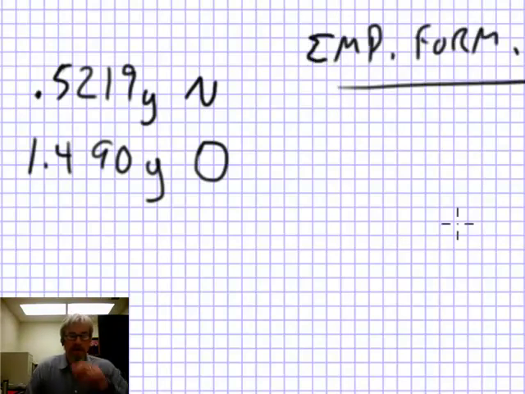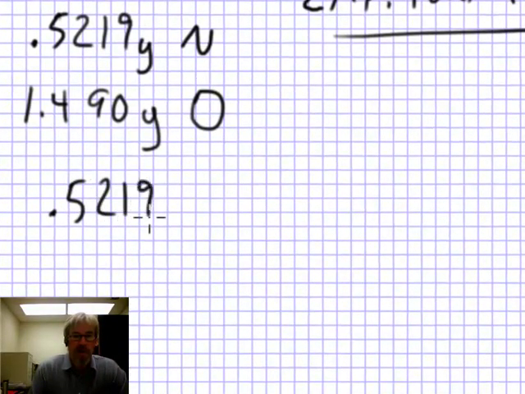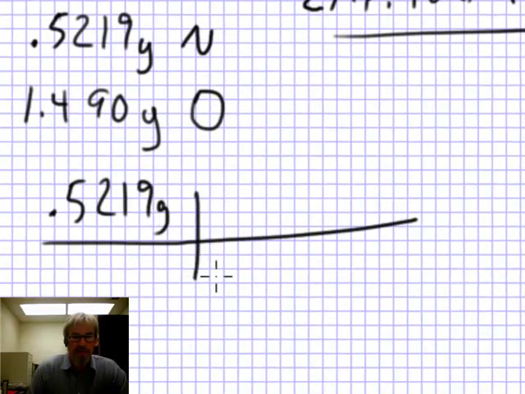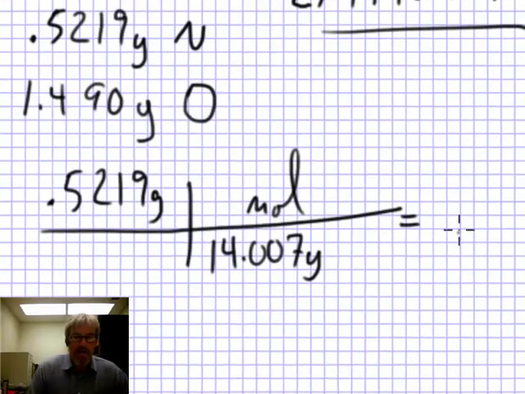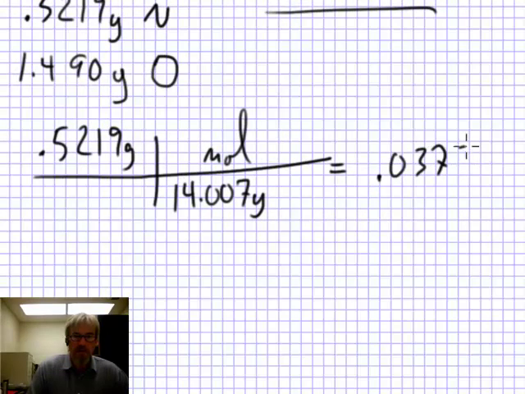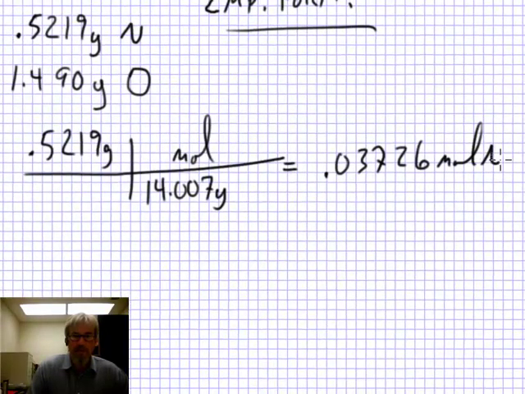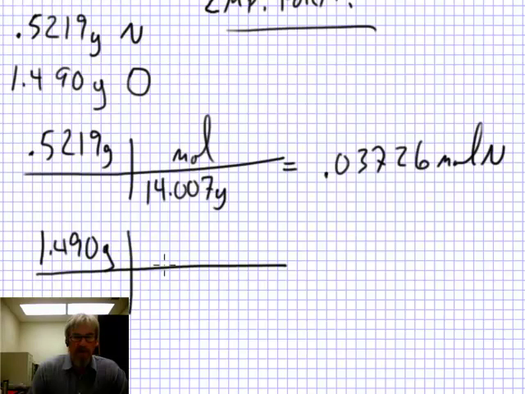So our strategy is, first we have to find out how many moles of nitrogen we've got. So I take 0.5219 grams and I'll convert that into moles by using the molar mass of nitrogen, 14.007 grams per mole. That works out to 0.03726 moles of nitrogen. I'll do the same thing for oxygen, 1.490 grams of oxygen, and I'm multiplying by the inverse of oxygen's molar mass, 15.999 grams per mole.